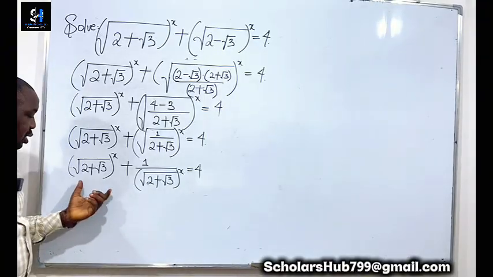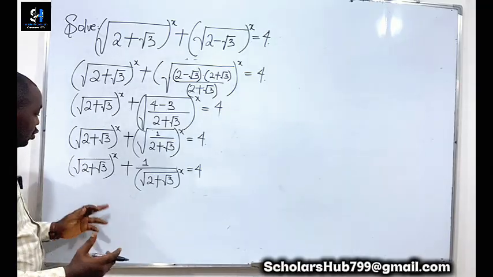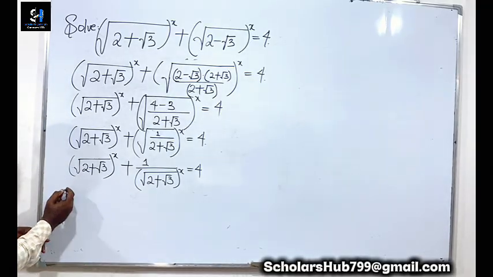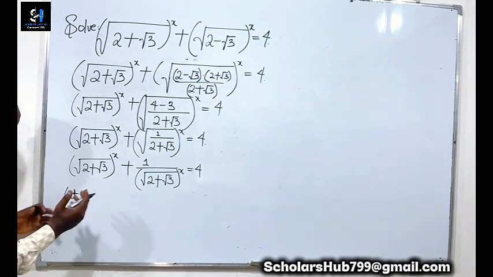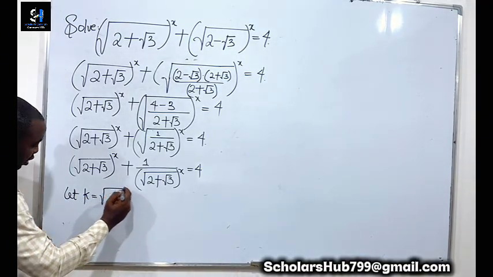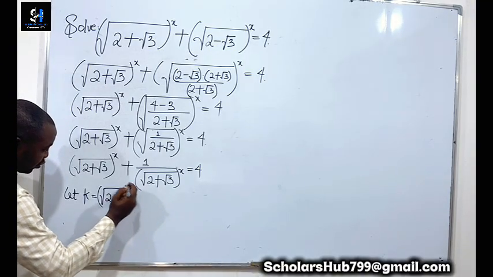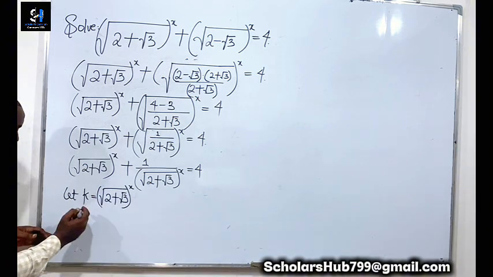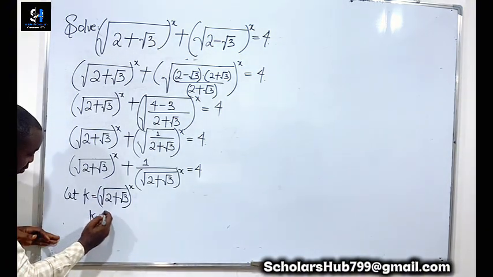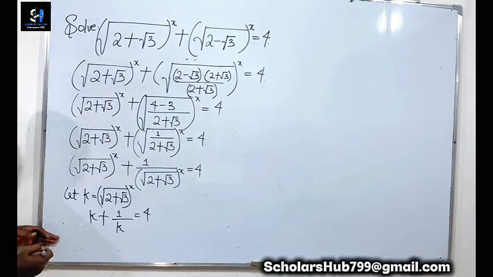Now, I'm going to make a substitution in this case. I can choose any letter from the alphabet to represent this. So let k equal radical 2 plus root 3, all raised to the power of x. So this will be k plus 1 over k equals 4.